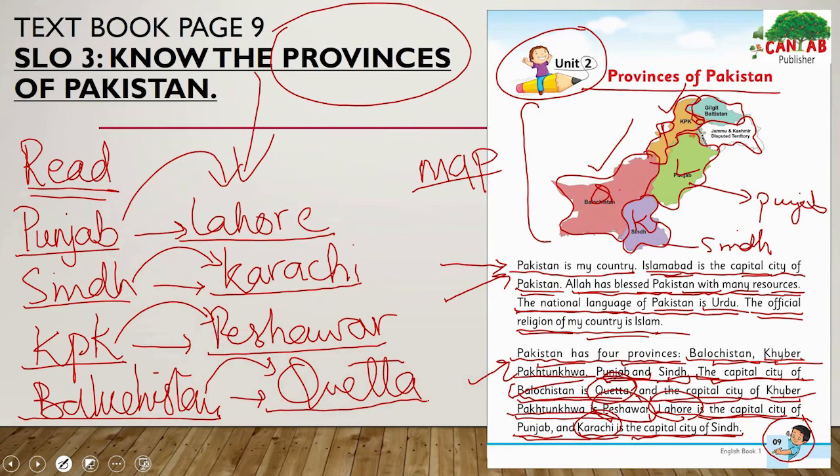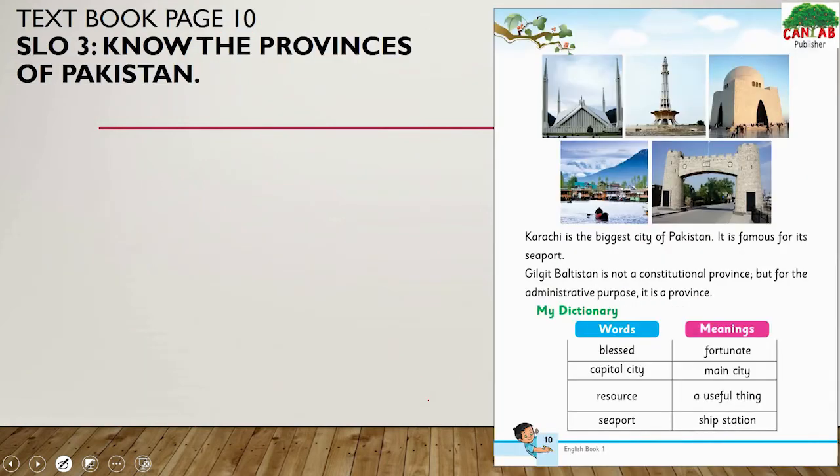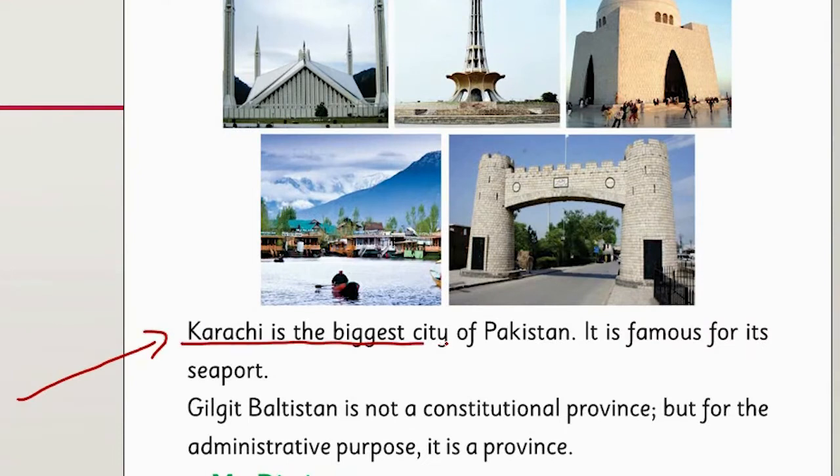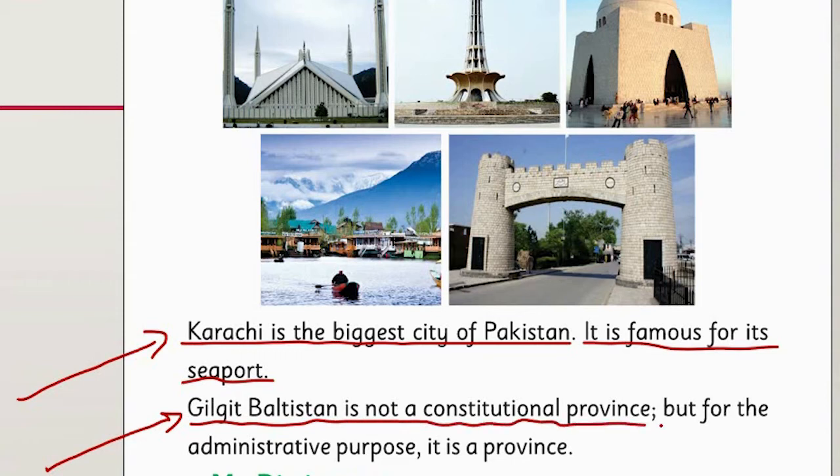Please turn on to the next page, page number 10. The reading continues. Karachi is the biggest city of Pakistan. It is famous for its seaport. Gilgit-Baltistan is not a constitutional province, but for the administrative purpose, it is a province.